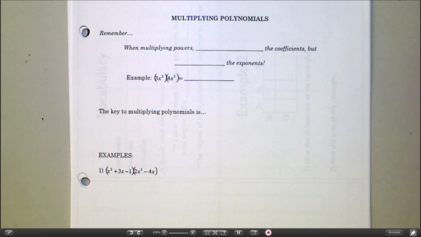This is similar to stuff you've done before. I heard someone say FOIL. It's actually a lot like FOIL. FOIL is just one very specific type of polynomial. This is more general, and you can use it for everything.